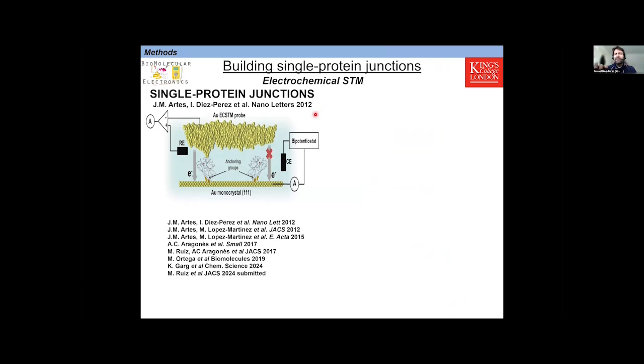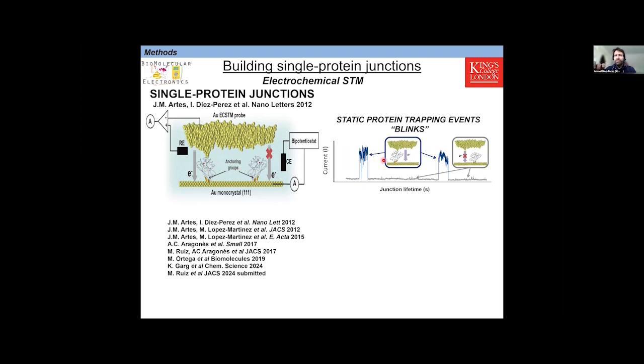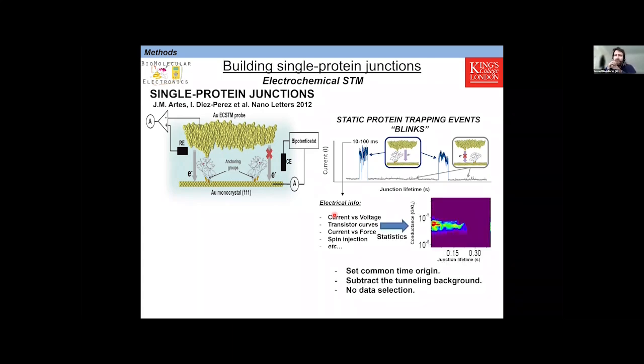In more than 10 to 15 years, we developed this methodology where we can create a nanoscale contact between two electrodes. This is all in physiological conditions, in aqueous solutions, in the biological medium, and we can trap individual proteins or biomolecules and study the transport properties with very high precision. Those trapping events are very short, but they're enough for us to extract all sorts of electrical information from the single protein junction, like current-voltage, transistor curves, force, electromechanical properties, or spin injection. Then we can do statistics and gather all this information about the quantum transport in these particular biomolecular systems.